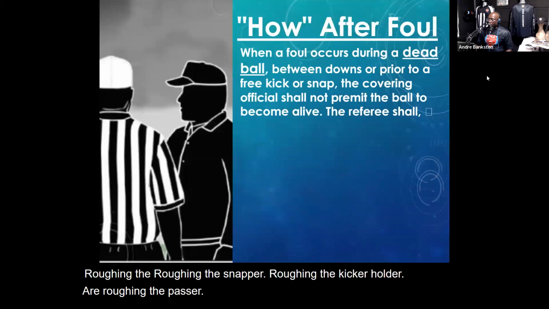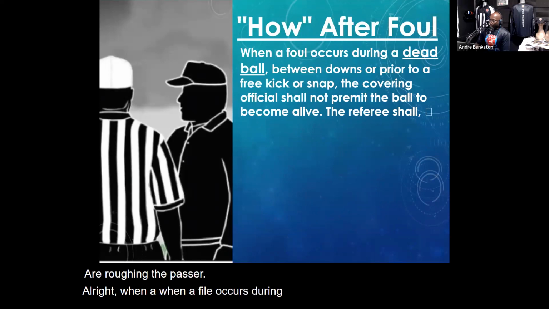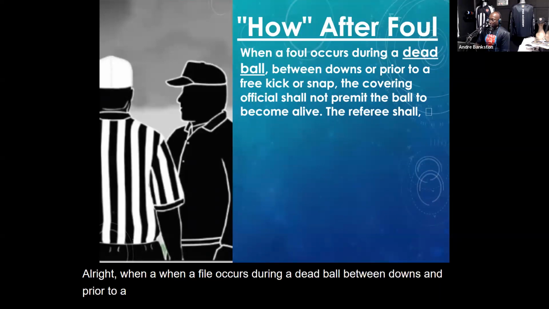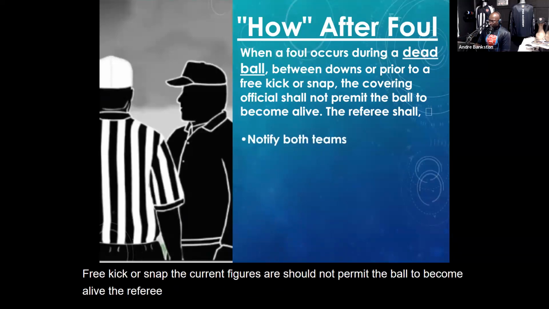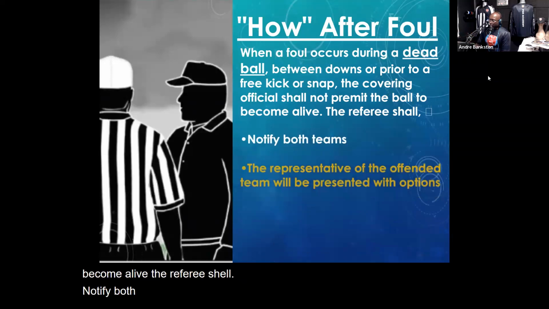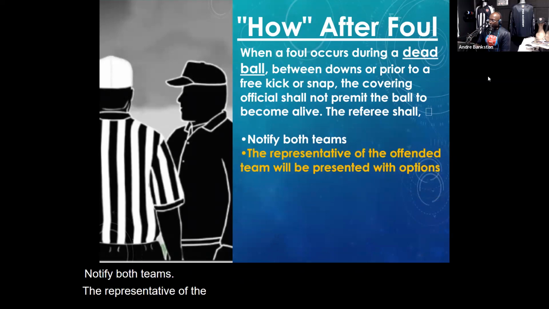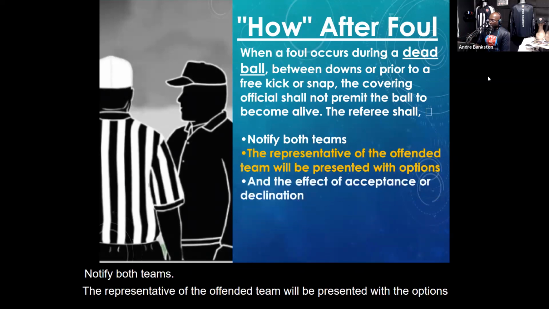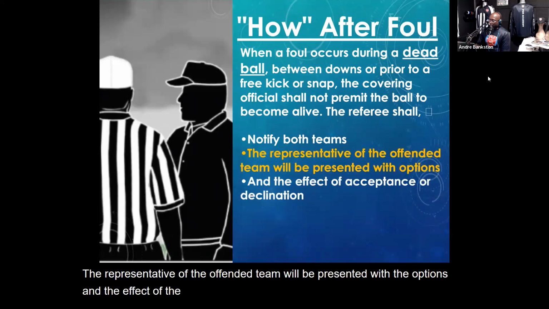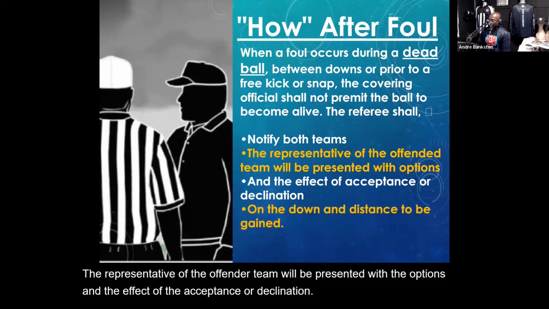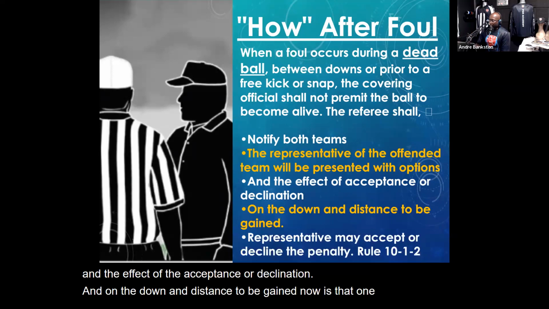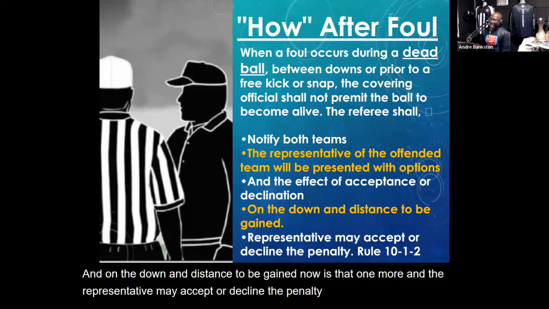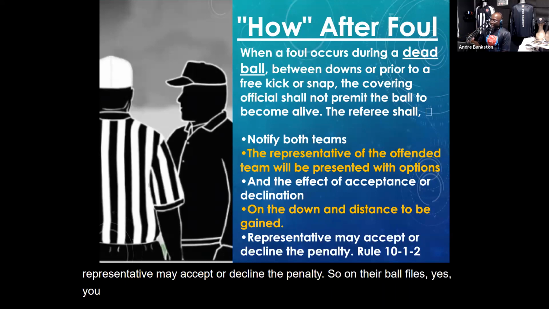When a foul occurs during a dead ball between downs and prior to a free kick or snap, the covering official shall not permit the ball to become alive. The referee shall notify both teams. The representative of the offended team will be presented with the options and the effect of the acceptance or declination, and the down and distance to be gained. The representative may accept or decline the penalty. So on dead ball fouls, you're supposed to do this.